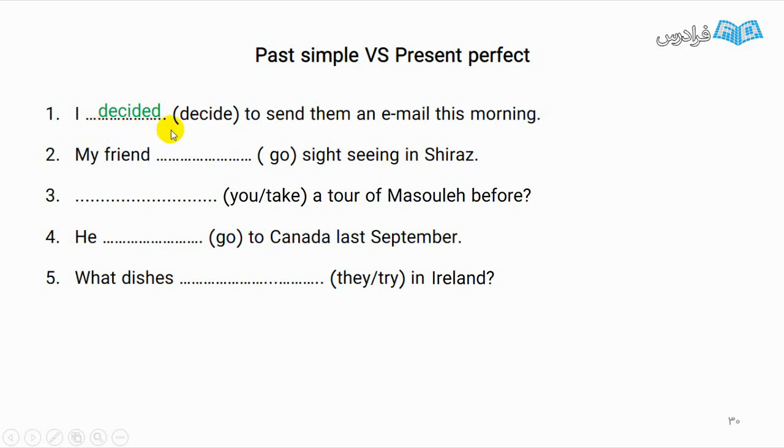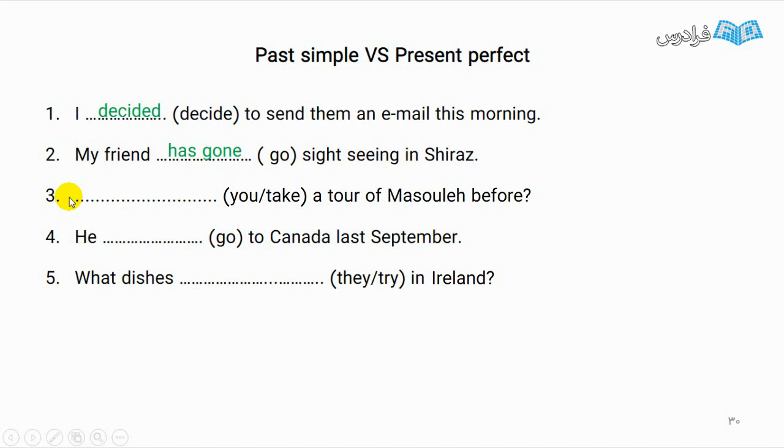I decided. My friend goes sightseeing in Shiraz. Is there any specific time here? No. We know that my friend is talking about his or her experiences. Then we have to use present perfect: has gone. Look, this one is a question. Have you taken a tour of the mausoleum before?